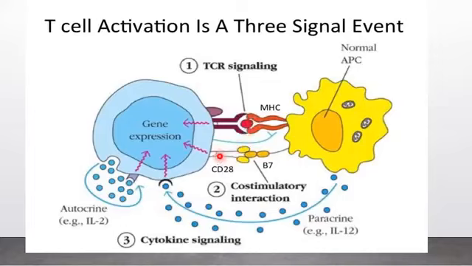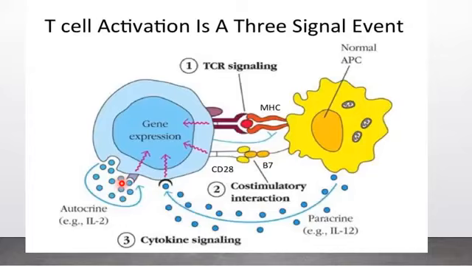The first interaction is when the T cell receptor binds to the peptide fragments on the MHC class 1. The second interaction is when the CD28 interacts with the co-stimulatory molecules called B7, which are CD80 and CD86 on the dendritic cells, or any antigen presenting cells. Then the third signal leads to the release of interleukin 12, that will enhance the T cells to release interleukin 2, and that means T cell activation.